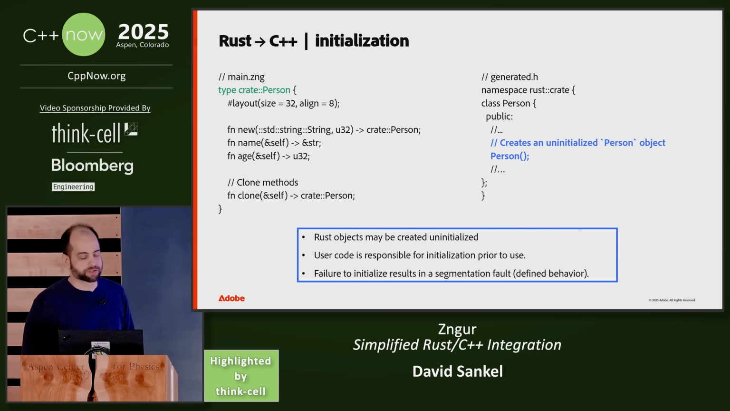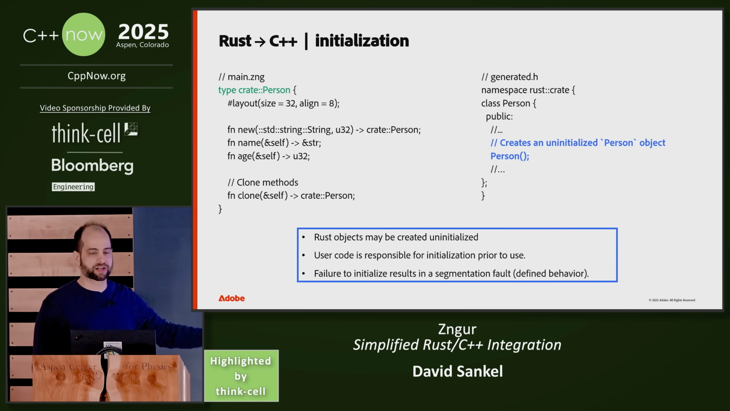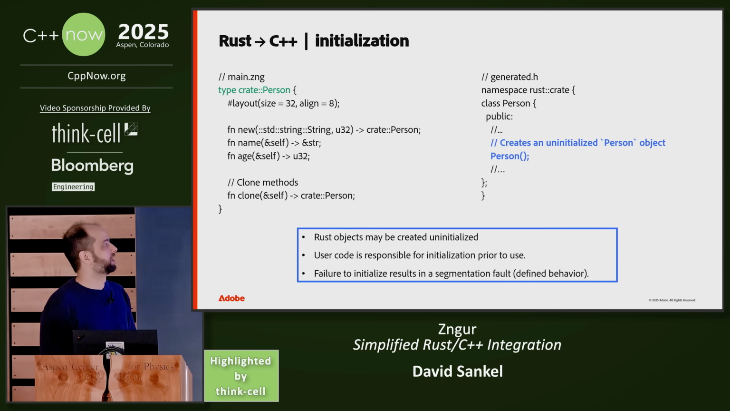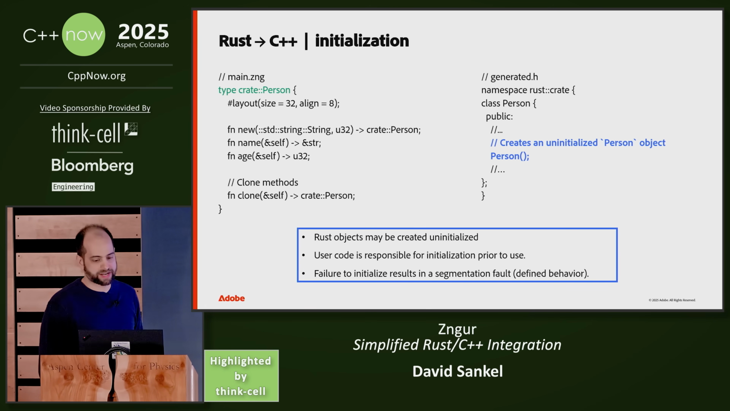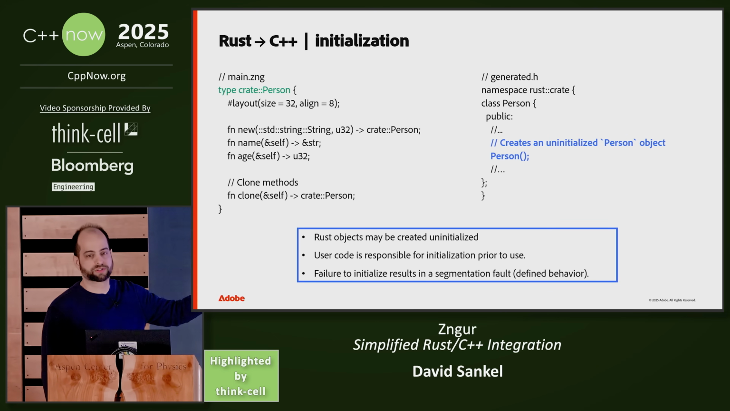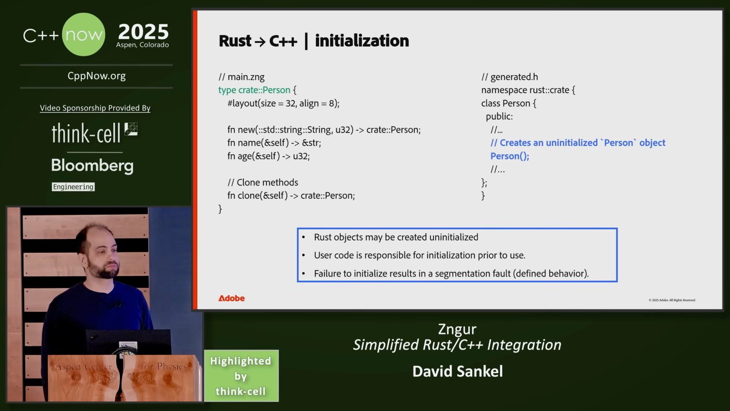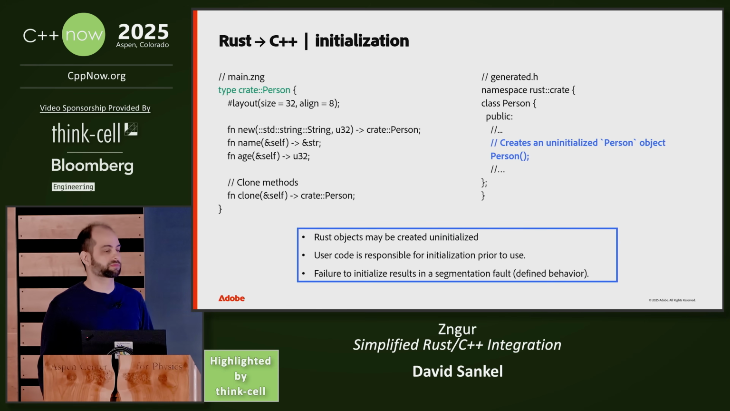Okay. So we take this Zngur file, and let's look at the C++ code that it generates. We run generate on it, we get some C++. On the right, we see our generated.h, we see a class Person that got created. No big surprise there. But you might be surprised at seeing that Person constructor with no arguments. Rust objects can always be created uninitialized. You just create an object, it's uninitialized, and the Rust compiler guarantees statically that you are initializing it before it's used, which is kind of nice.